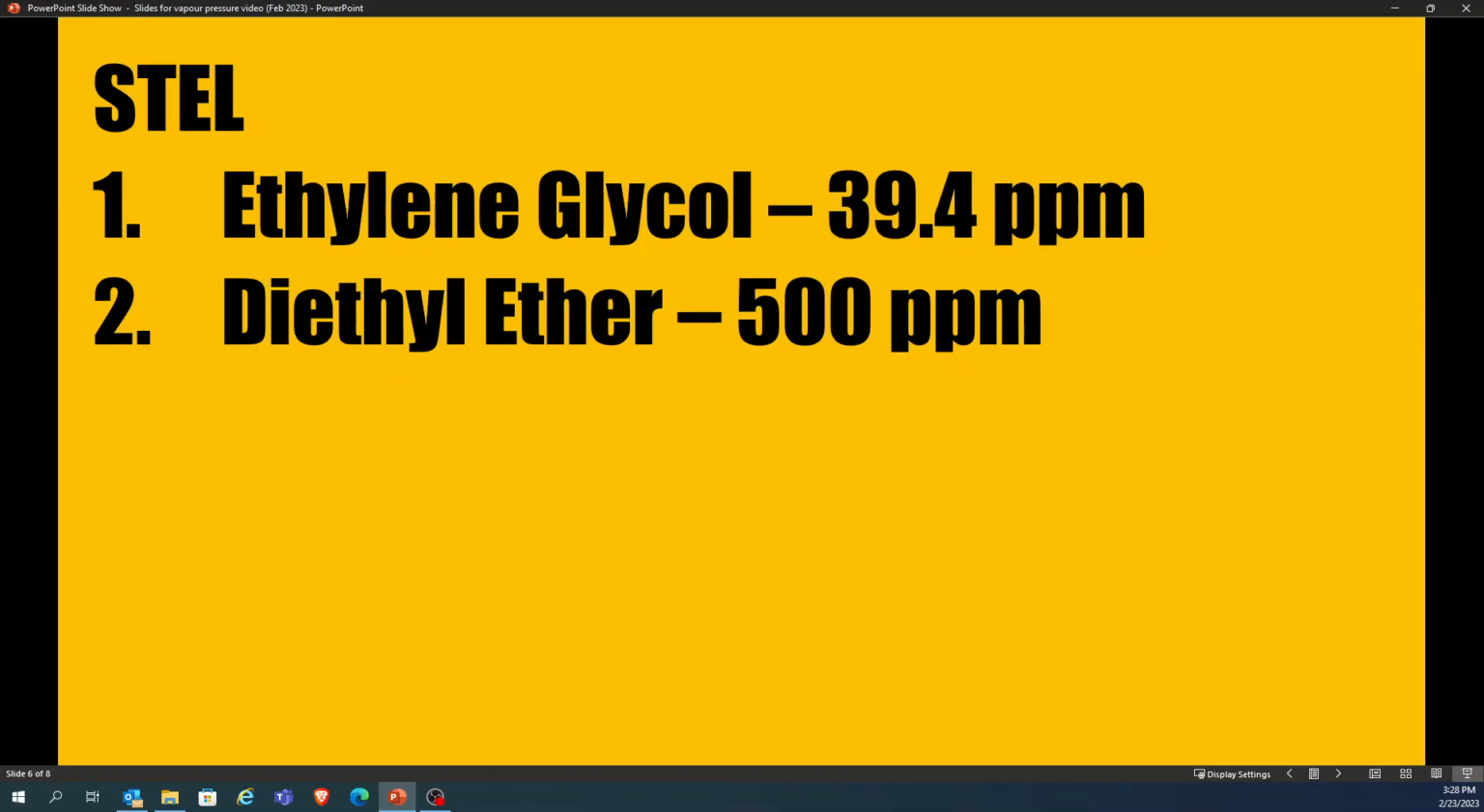If one were to compare their occupational exposure limits for diethyl ether and ethylene glycol, they would find that diethyl ether has a short-term exposure limit of 500 ppm, and ethylene glycol has a short-term exposure limit of 39.4 ppm. This means that it takes significantly less ethylene glycol to cause harm than diethyl ether. If we were to base our exposure controls only on this information, one would likely make the decision to control inhalation exposures from ethylene glycol over those of diethyl ether.